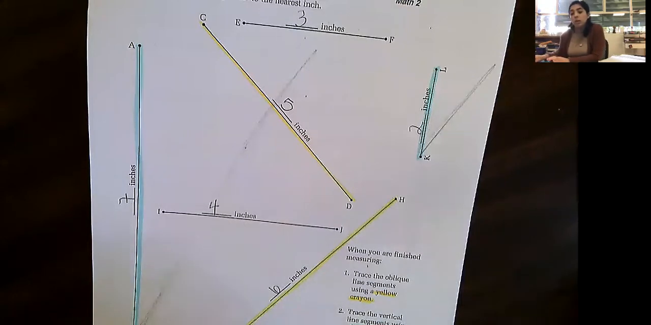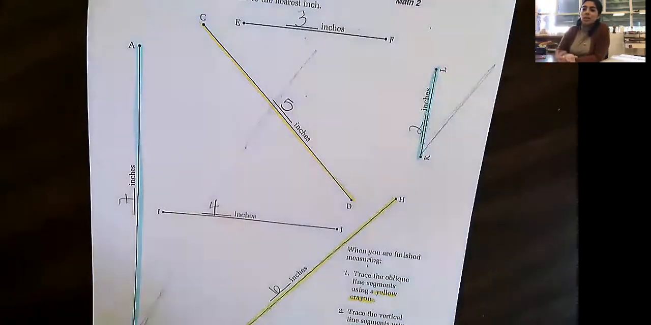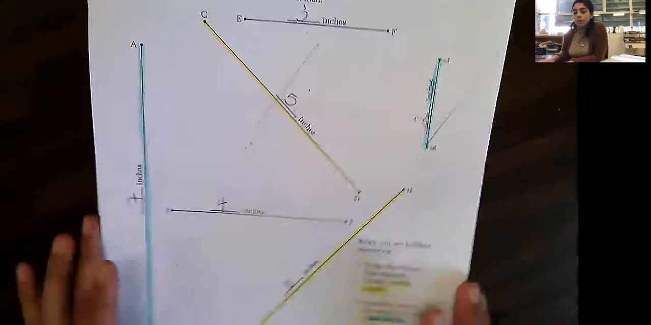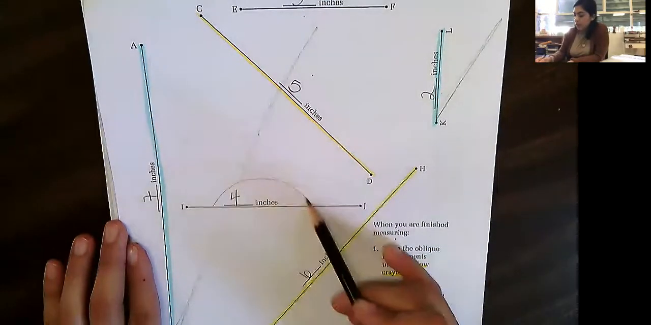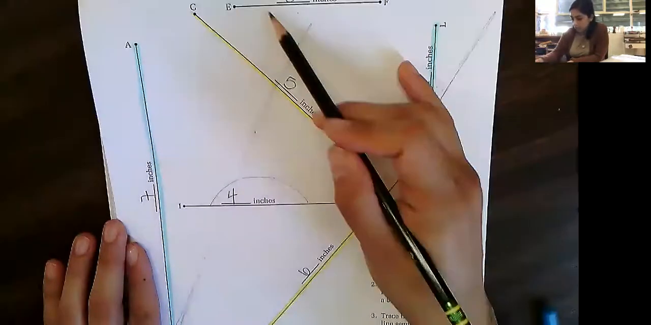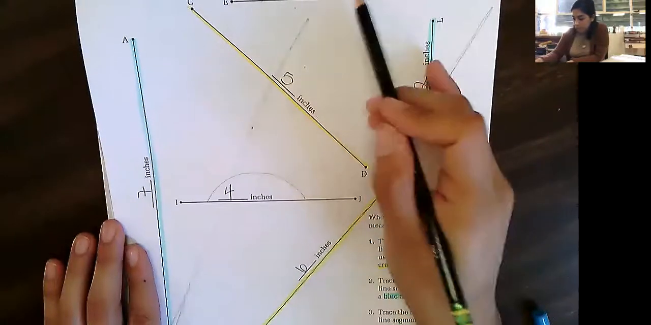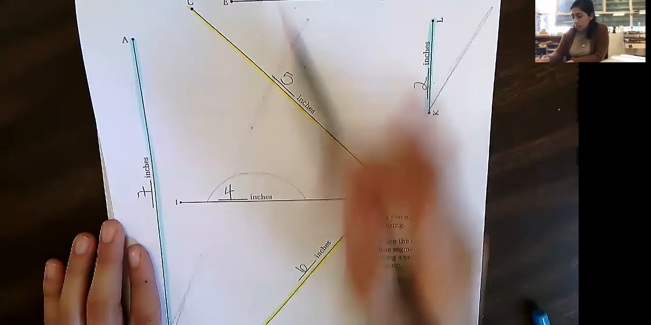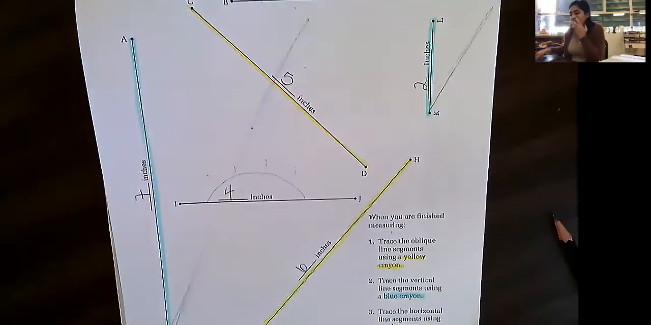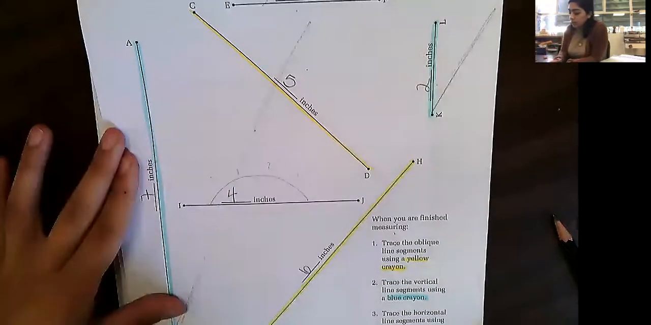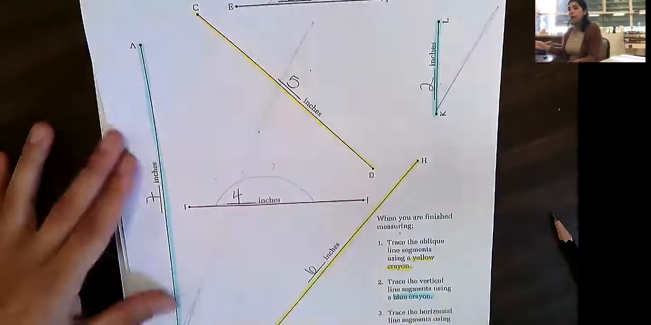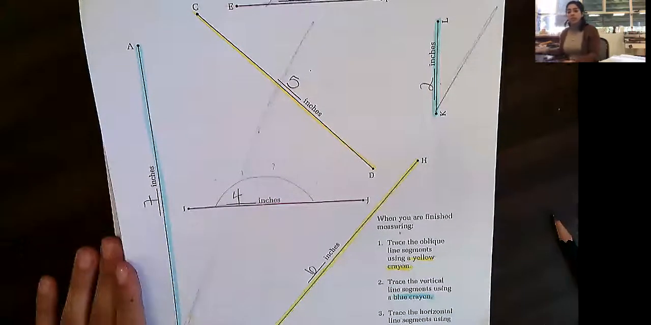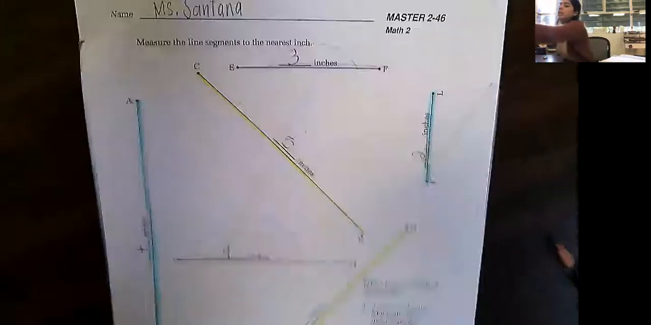And then it says trace the horizontal line segments using a red crayon. The horizontal, the horizon, it's where the sun sets. Horizontal, if you can draw the sun like this, it means it's horizontal, like a sunset. So I think we just found those. Let's color them red. Okay, perfect. And that is it for today's lesson.